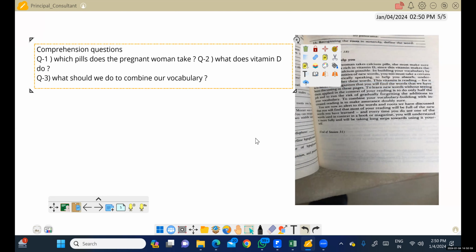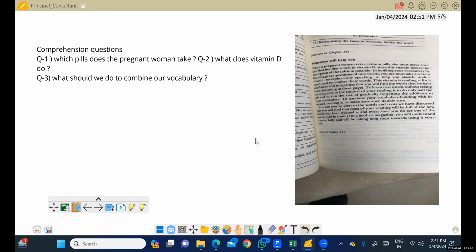Now we have 3 questions. Now I will read the paragraph for you all. I'll just read it once. When a pregnant woman takes calcium pills, she must make sure also that her diet is rich in vitamin D, since the vitamin makes the absorption of calcium possible. In building a vocabulary by learning great quantities of new words, you too must take a certain vitamin, metaphorically speaking, to help you absorb, understand, and remember these words.